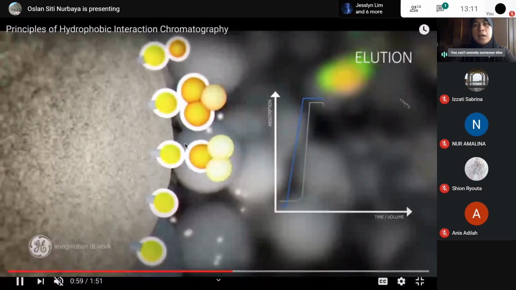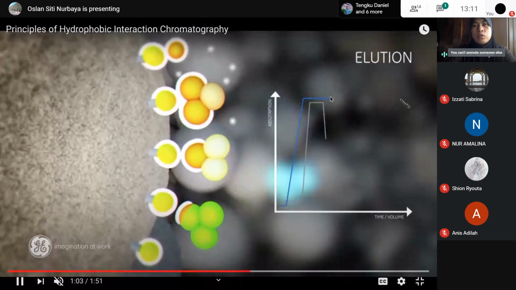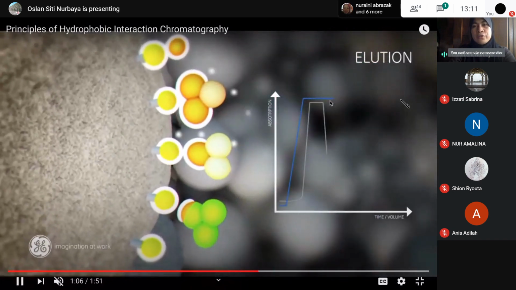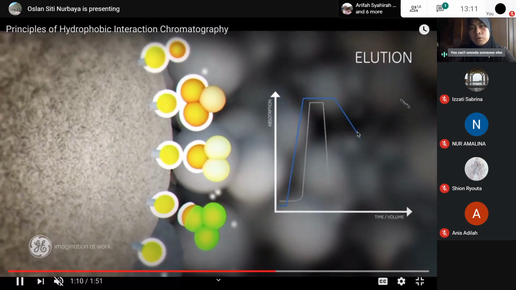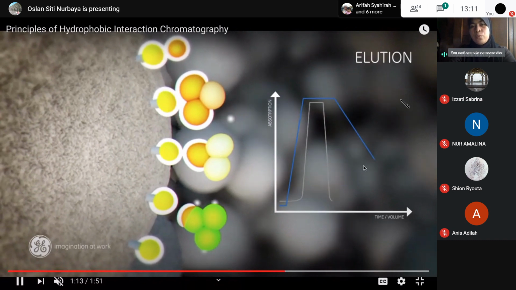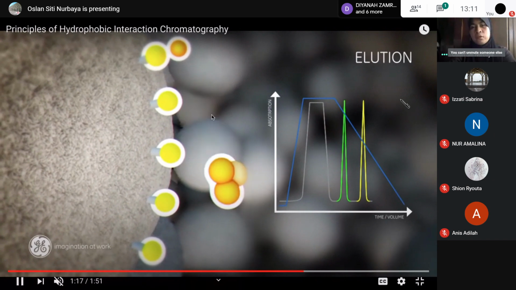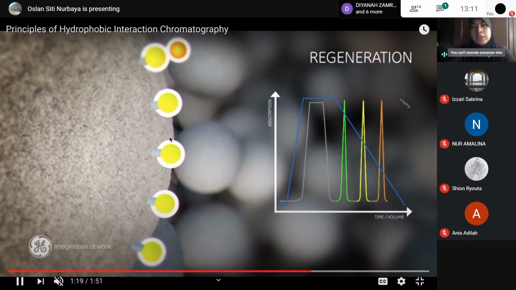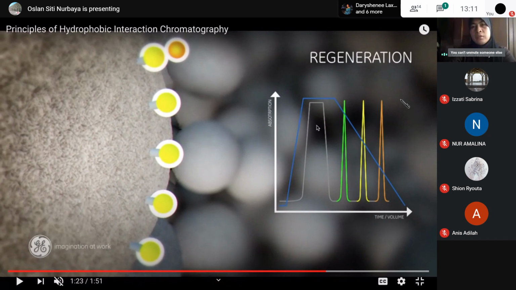Okay, and then once the binding's done, this is where you start to apply a low concentration of salt, the blue color graph. When you start decreasing the salt concentration, this is where your protein will be detached, will be eluted out from the matrix. It's a bit different from IEX, but it's almost a similar principle. But for IEX, you increase the salt concentration so that you will have different ionic strength.